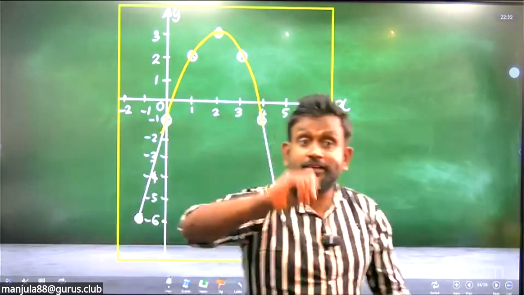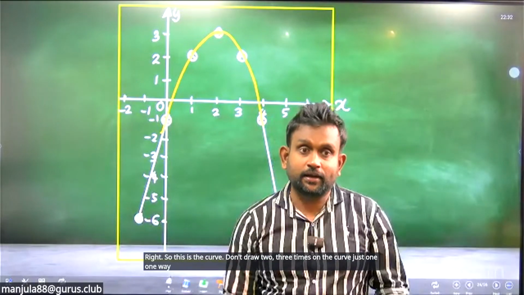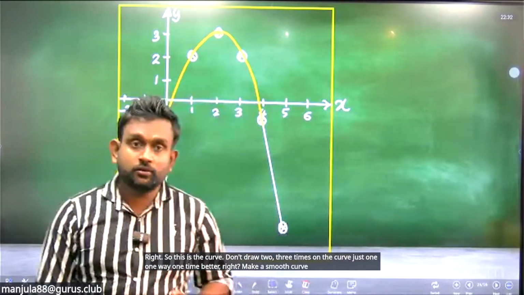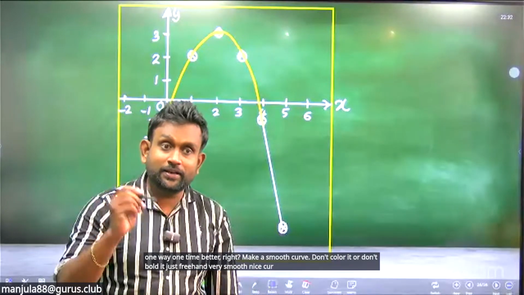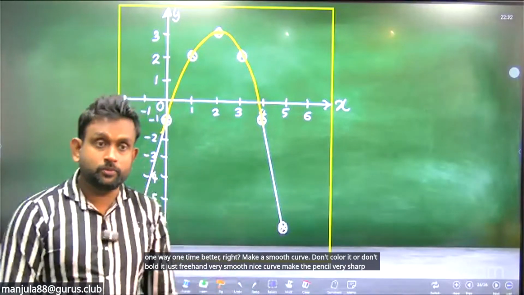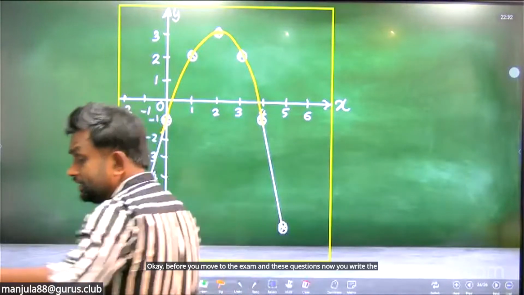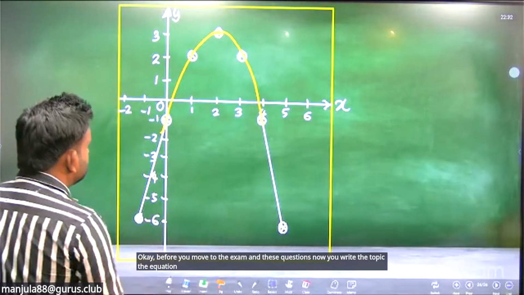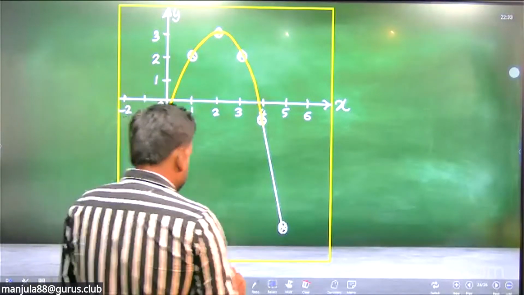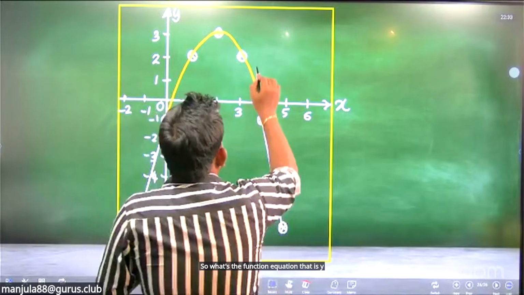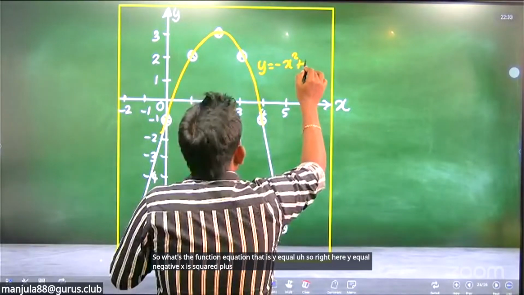Don't draw 2-3 times over the curve. Just one time is better. Make a smooth curve. Don't color it or bold it. Just freehand, a very smooth, nice curve. Make the pencil very sharp. Before you move to the exam, these are all equations. Now you write the topic, the equation of the function, on the graph. So what's the function equation? You write here y equals negative x squared plus 4x minus 1.